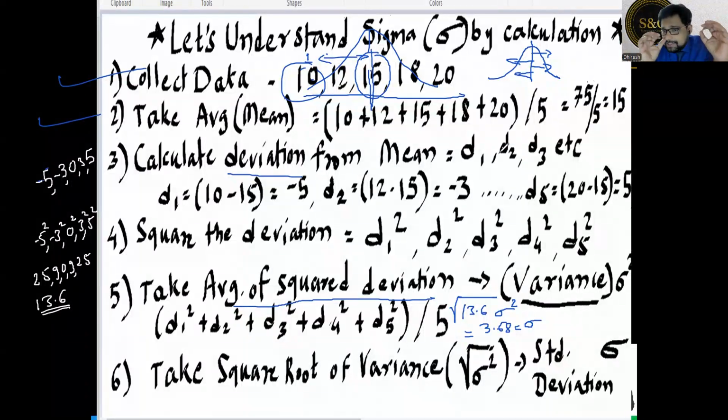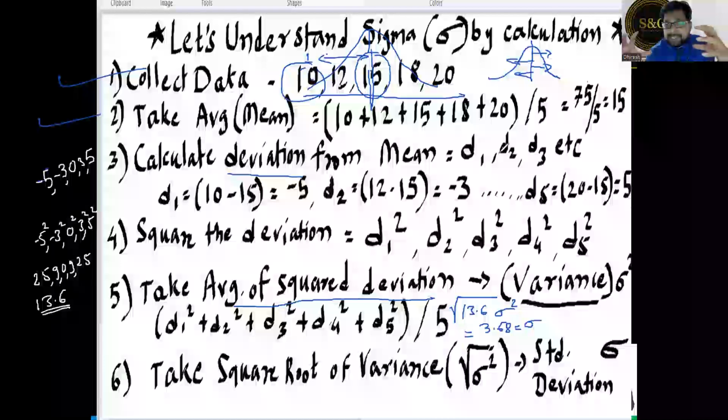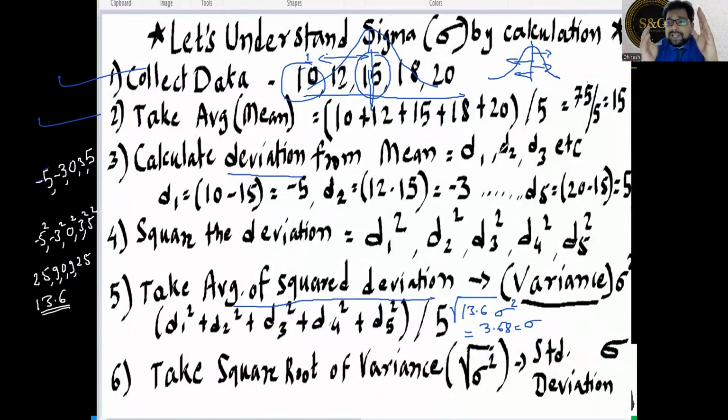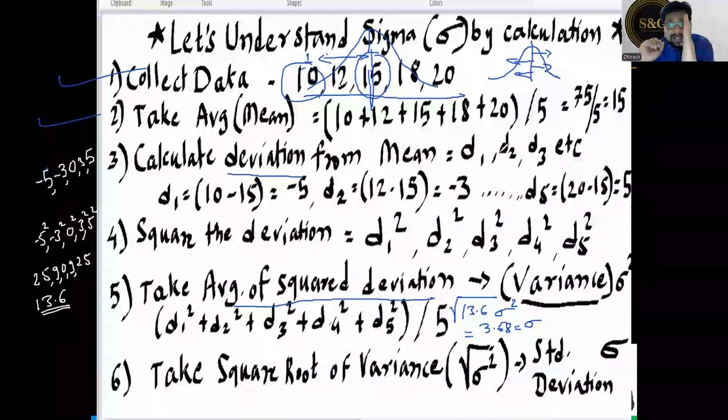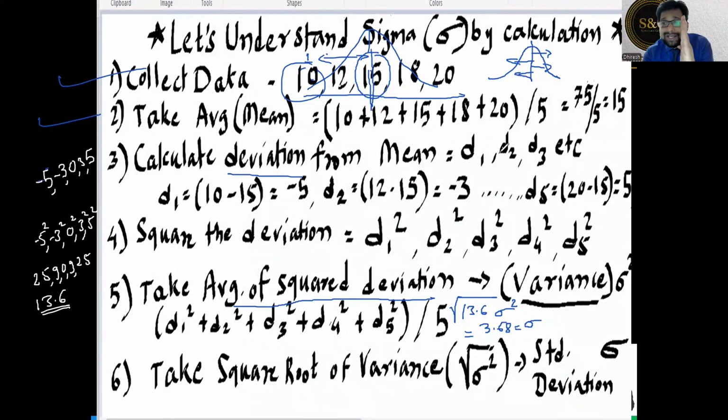And that means what? Let's say we take the heights of all the people sitting in the room, and the standard deviation is 5. That means, on an average, all the data points are 5 centimeters away from the mean. Are you clear with this? Super clear? Just type yes in the chat box. Very nice. Amazing.